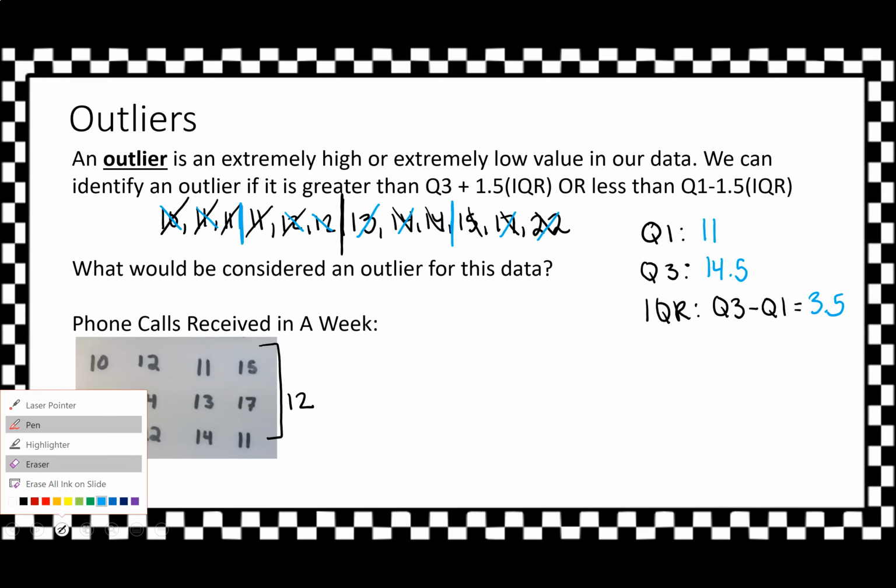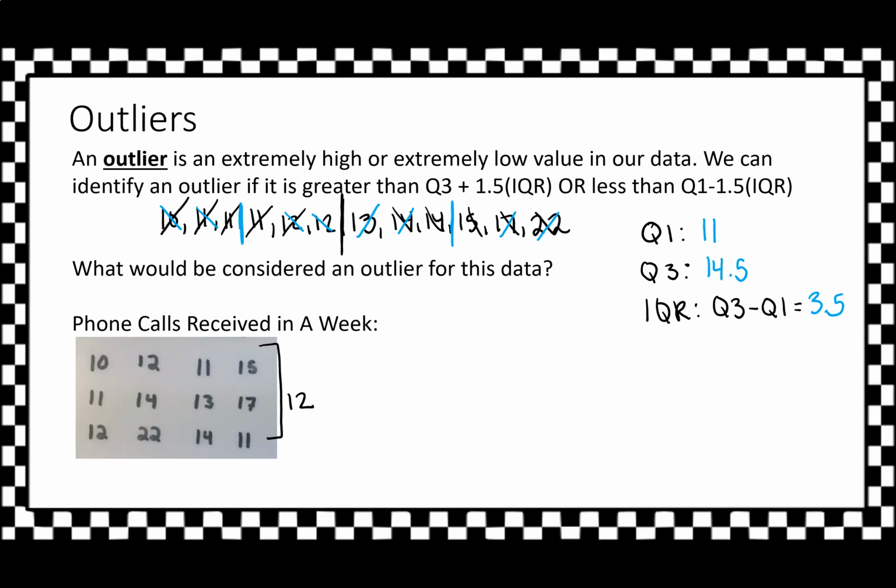All right, now let's go ahead and calculate the max. So we're going to do Q3, which is 14.5, plus 1.5 times my IQR, which is 3.5. That's going to give me a value of 19.75. Meaning, if you have any values in the data that are bigger than 19.75, it is an outlier.